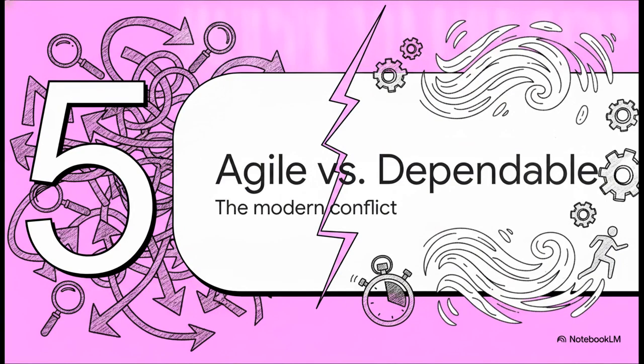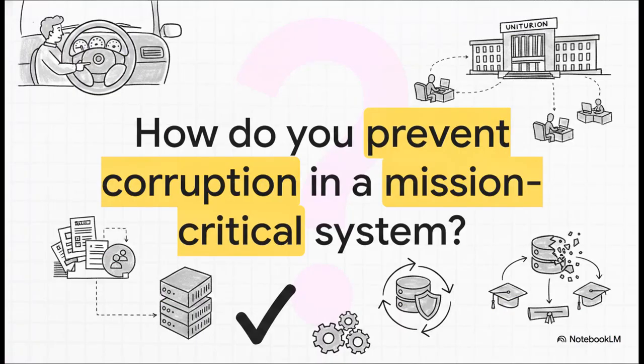Section 5. Agile versus dependable systems, the modern industry conflict. Now, this brings us to a massive real-world conflict in our industry. How exactly does this rigid, heavily documented process fit into the fast-paced, highly flexible world of Agile development?